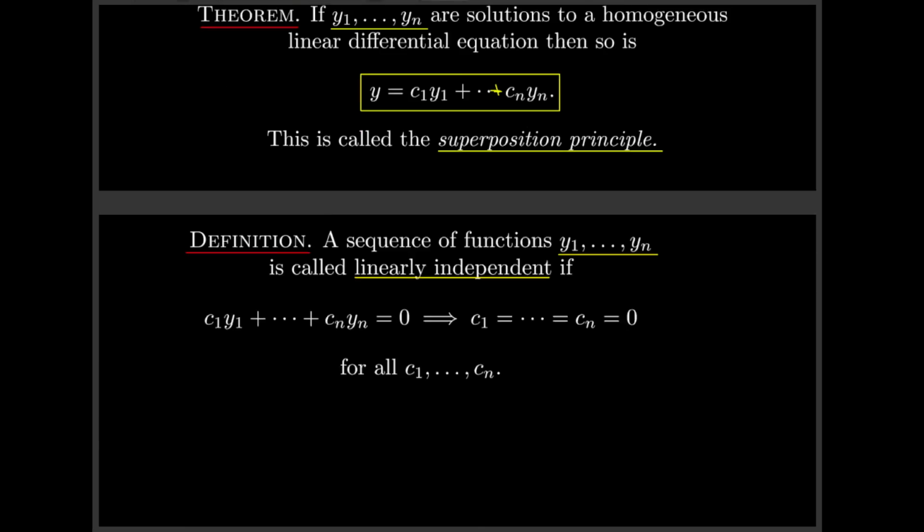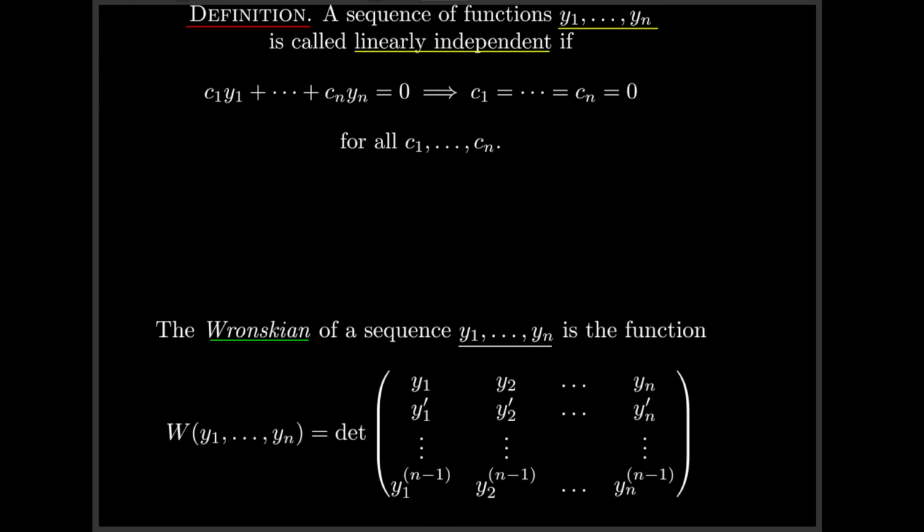Okay, another concept involving linear combinations is that of linear independence. A sequence of functions is called linearly independent if this implication holds here. And what this implication is saying is that the only linear combination of these functions which adds to 0 is the trivial linear combination. So if you find a linear combination which adds to 0, the only way that could have happened is that the constants themselves were in fact 0.